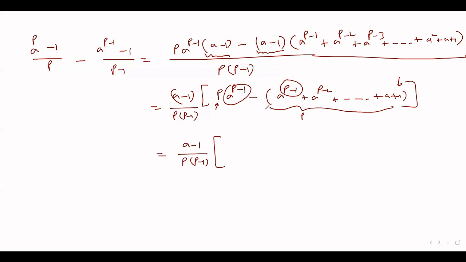Okay. Now it gets a little simplified actually, because we have a to the power p minus 1 here and here as well. So one a to the power p minus 1 is reduced. So we have p minus 1 number of a to the power p minus 1, and the remaining are starting from a to the power p minus 2, then a to the power p minus 3, finally a.